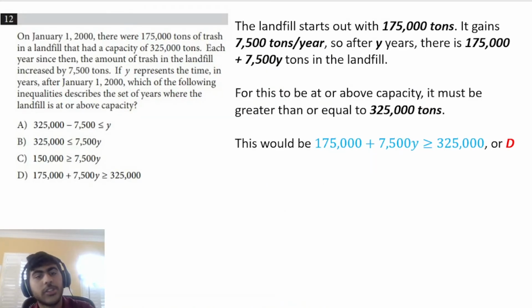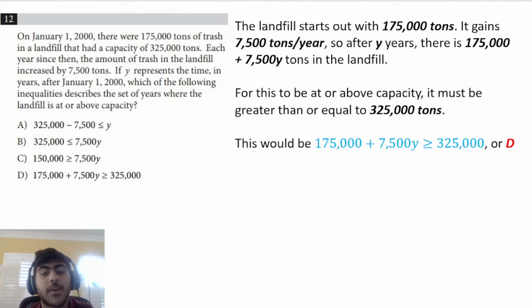Alright, so we start with 175,000 tons of trash, right? It has a capacity of 325,000 tons total. So if we wanted to write an equation for the amount of tons of trash in years after 2000, we would start at 175,000, and then we would add 7,500 tons per year, or 7,500 Y. So we'd write this as 175,000 plus 7,500 Y.